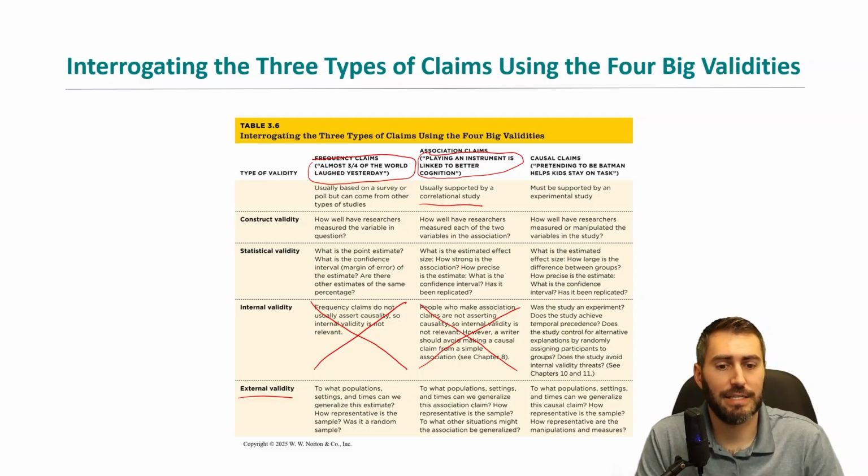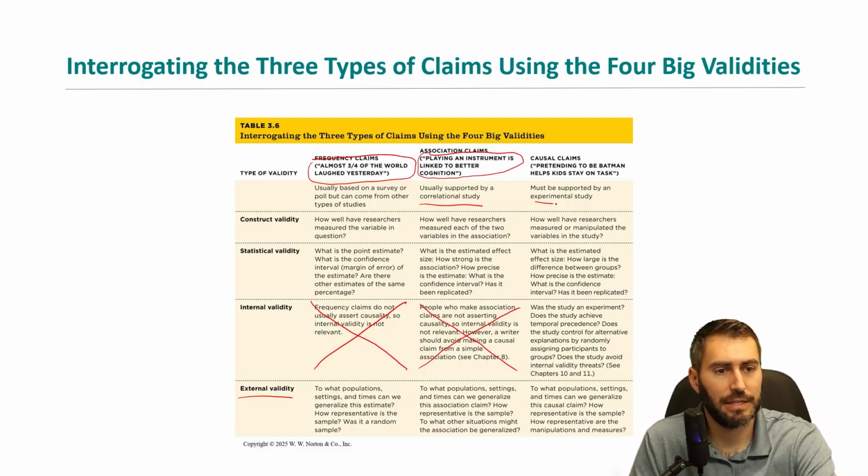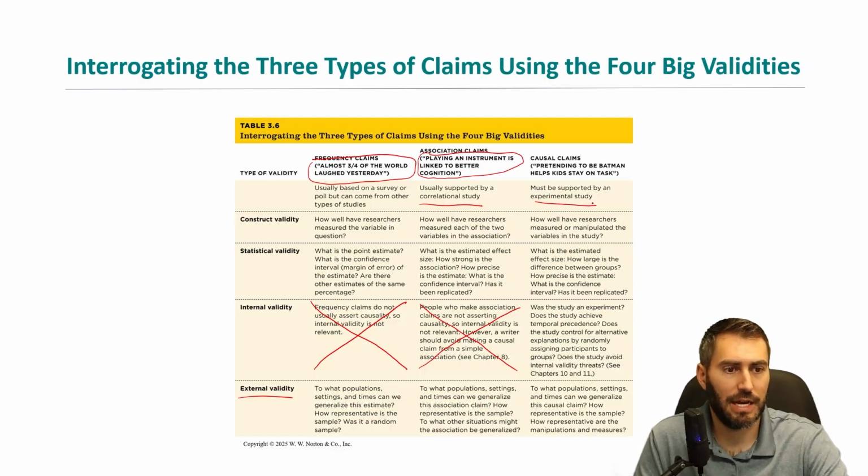We would look at, does this do a good job of extending beyond our sample? And if it does, then we have good external validity. And then lastly, our causal claims. Again, typically here, we're looking at experimental studies or experimental designs.